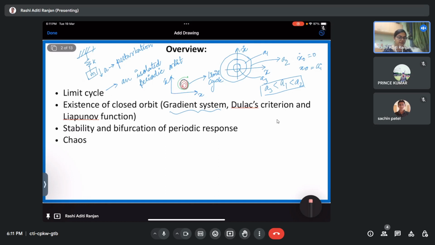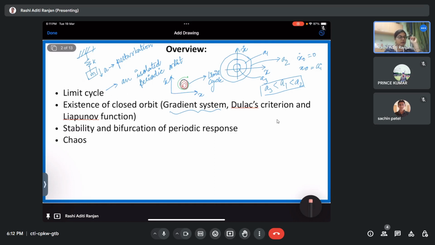Then stability and bifurcation of periodic response were discussed. By stability of periodic response, what we mean is like this. In the last week's live session, we were discussing the stability of a particular fixed point, and how we predict whether it is a stable or an unstable fixed point. We were giving some perturbation from the fixed point, and if with time it came back to the fixed point, we said it is a stable fixed point. If it went to infinity with time, we said it was an unstable fixed point.